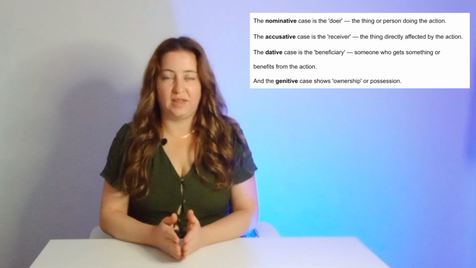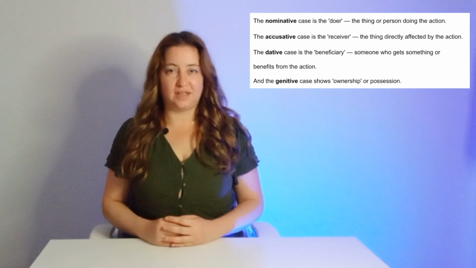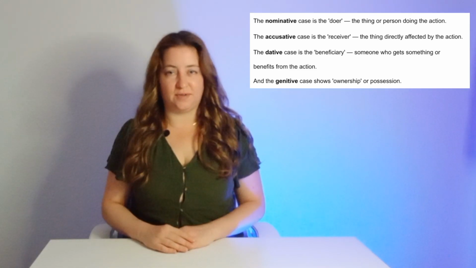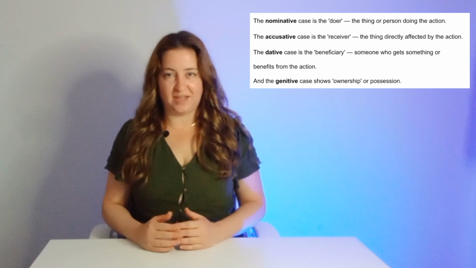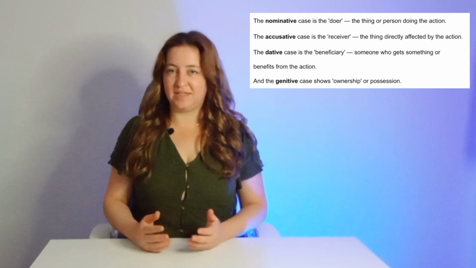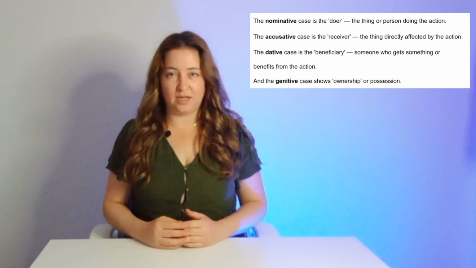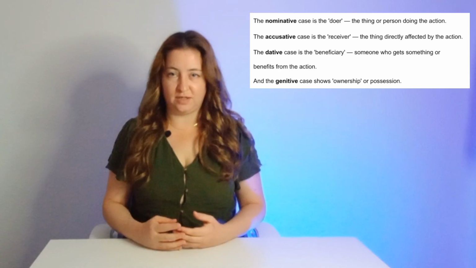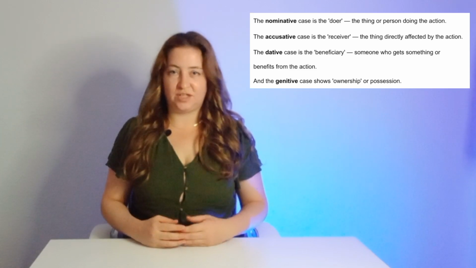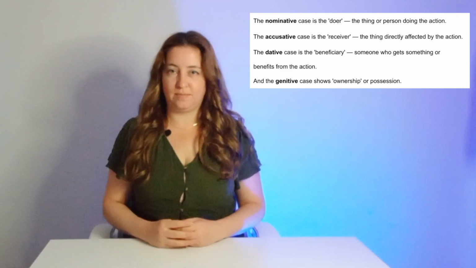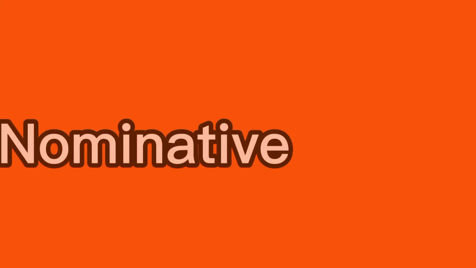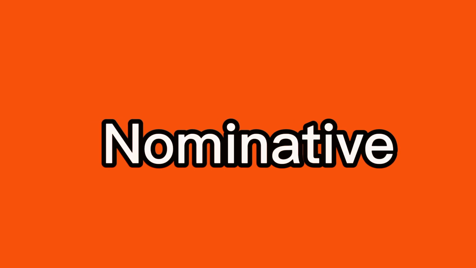Who is doing the action? The accusative case is the receiver, the thing directly affected by the action. The dative case is the beneficiary, someone who gets something or benefits from the action. And the genitive case shows ownership or possession. All right, let's start with the first and most important case, the nominative case.